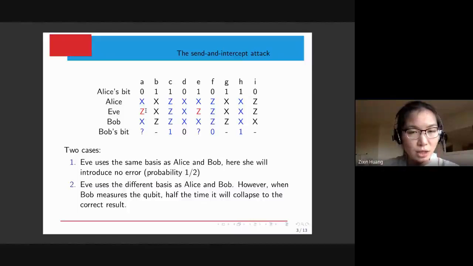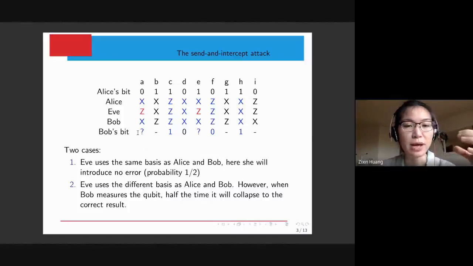However, when she does choose the wrong basis, say, for example, Alice here would have prepared a plus state, and Bob would have measured in X, but Eve has measured in Z, right? Which means half the time she'll get a 0, and half the time she'll get a 1. However, when she forwards this onto Bob, then once again, when Bob measures X on the 0 or the 1 state, half the time Bob will either get a plus, and the other half of the time he'll get a minus. So if Bob happens to measure a plus, then this will coincide with Alice's classical bit.